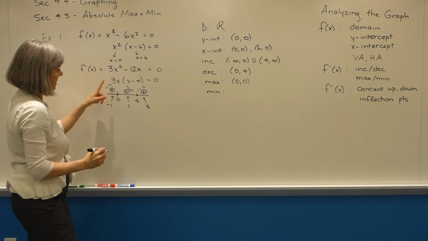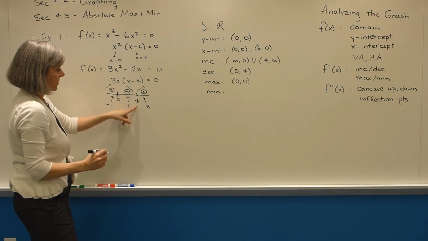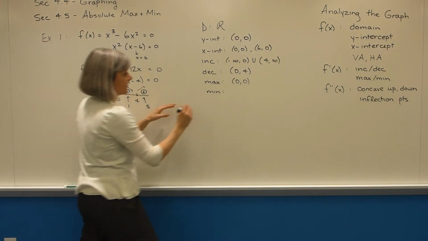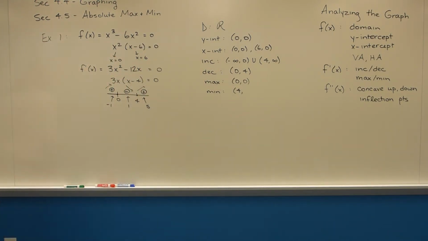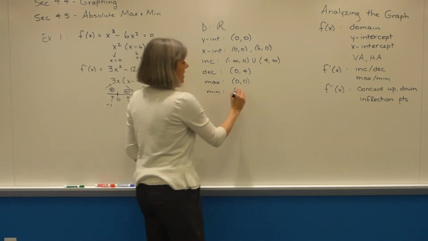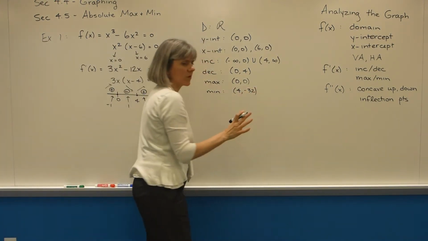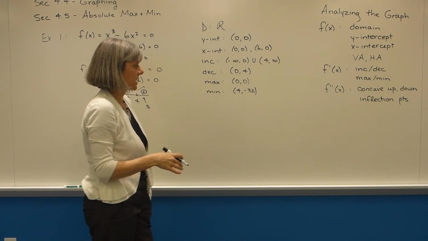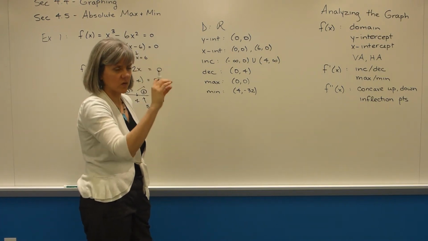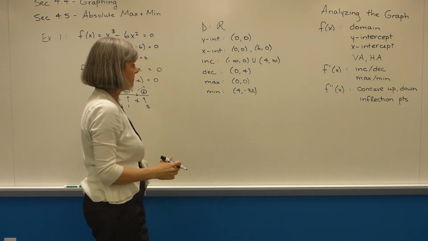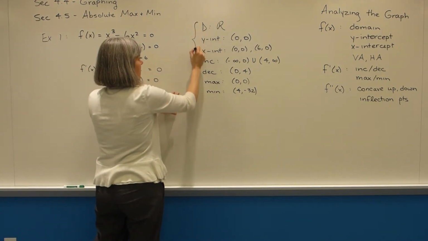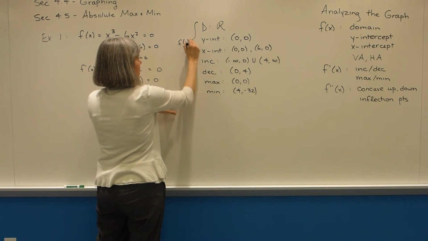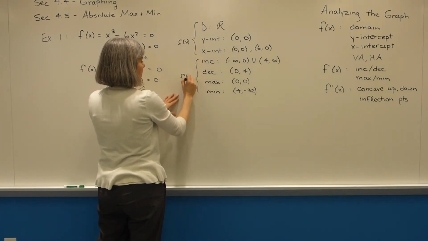We have a min here at 4, coming down and going back up. So we need to plug 4 into here, which I've already done, and I get negative 32. Sometimes you get big numbers. So when we go to graph, we may not be entirely careful with our vertical axes just to be able to fit it on the page. Okay, so we've gotten everything we can get from the first derivative. Here, this is from f of x, and here from f prime of x.